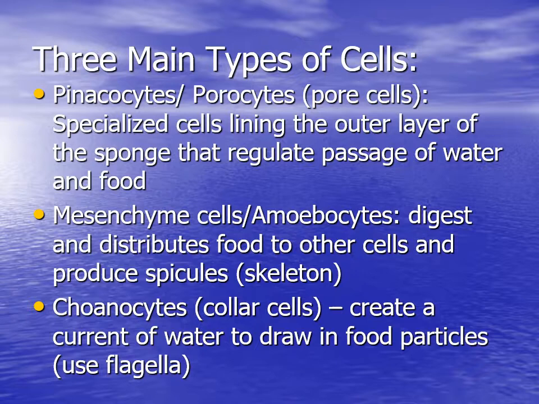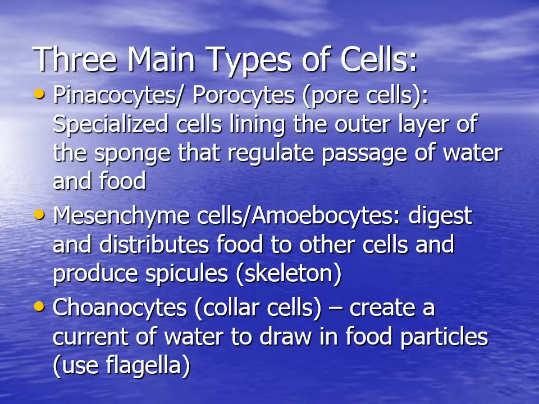A second type of cell are the mesenchyme cells, or sometimes you'll see them referred to as amoebocytes. Their job is to digest the food that comes in and distribute the nutrients to all the other cells. They also are the ones responsible for making the spicules, and remember, those spicules are what create the skeletal system for the sponge. And the last one are choanocytes, also called collar cells.